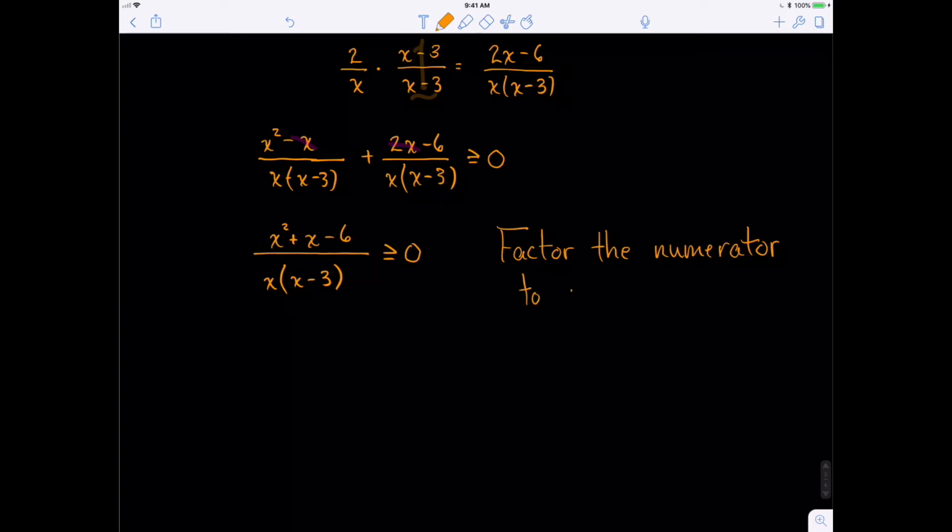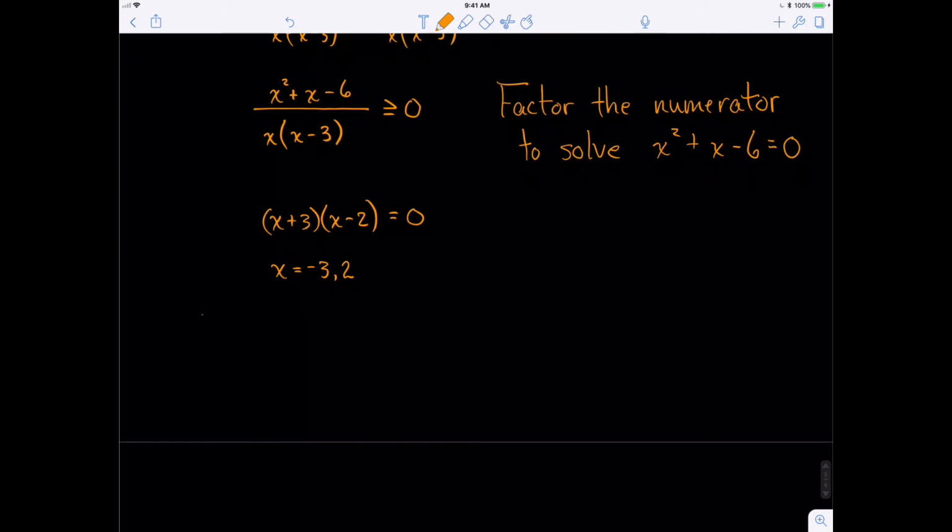To solve x squared plus x minus 6 equal to 0. And what you'll find is that you get (x plus 3) times (x minus 2) equal to 0. So you'll have x equals negative 3 and positive 2. So that's your numerator. And then the denominator, we need to do the same thing.